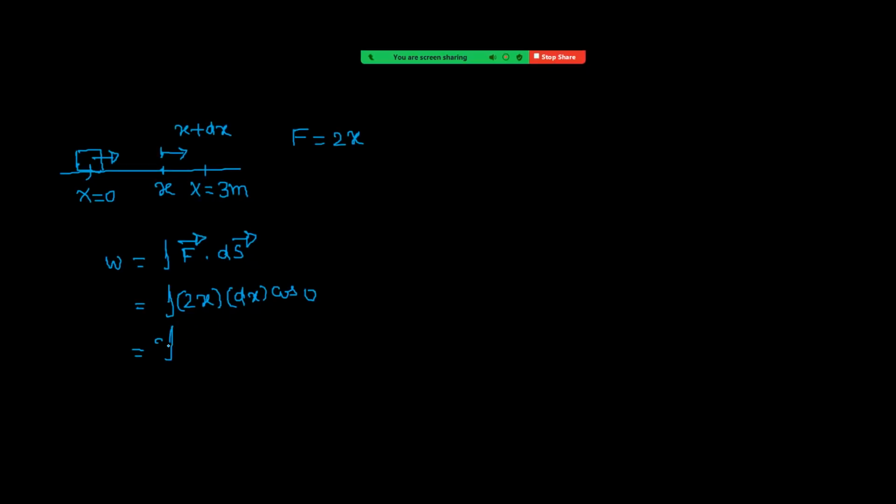I can take 2 outside. Remaining is x dx. That becomes x dx. So 2 into this becomes now x square by 2. Okay, so 2 gets cancelled. Now take limits x equal to 0 to x equal to 3. That means take limits now 3 square, 9 minus 0. Right, it is now how much? It is 9 joule. That is work done by that force.